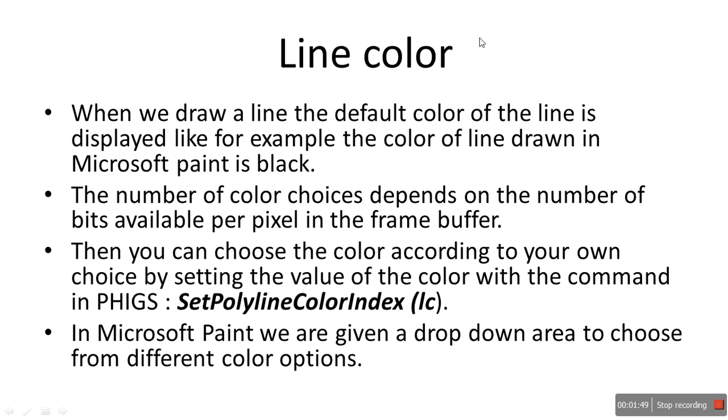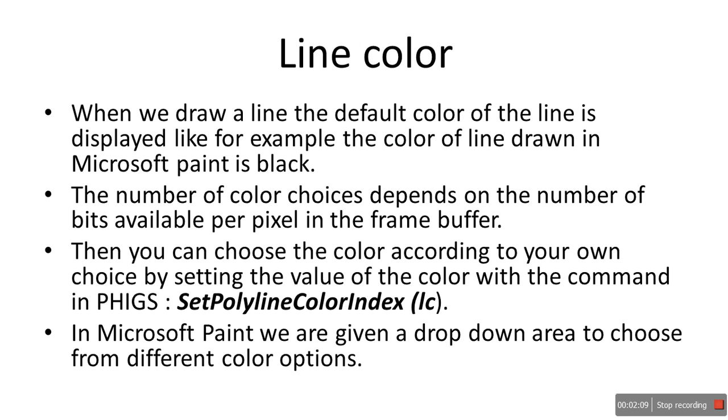All right, now the second attribute is called line color. When we draw a line, the default color of the line is displayed. For example, the color of a line drawn in Microsoft Paint is black. So this is the default value. The number of color choices depends on the capacity of the device. So not all devices will be able to display different colors.